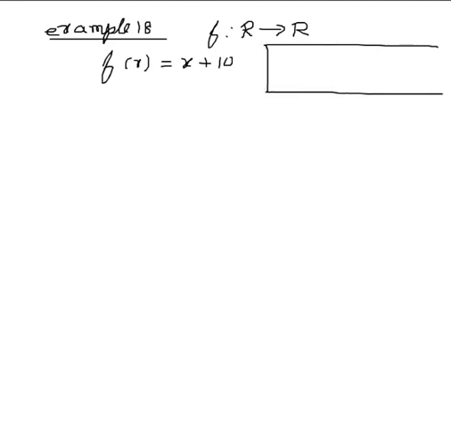I am drawing the table for this function. It's a linear function. It represents a straight line, we know. If x is 0, y is 10. If x is 1, it is 11. If it is minus 3, let us take, it is 7. And if it is minus 10, the answer is 0.